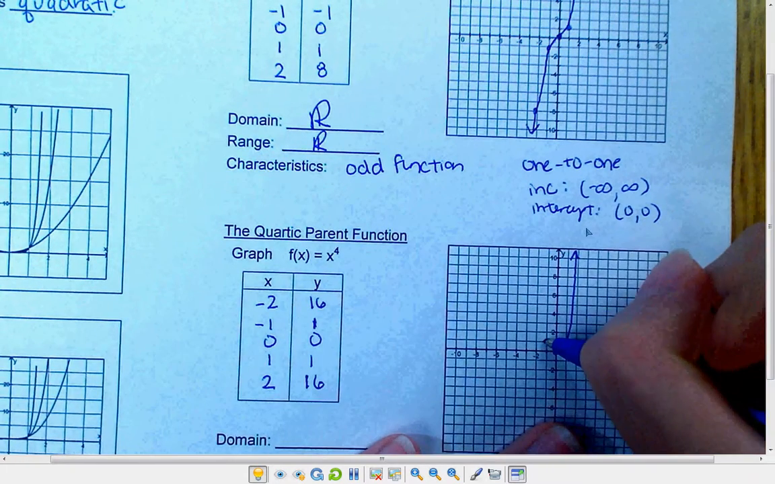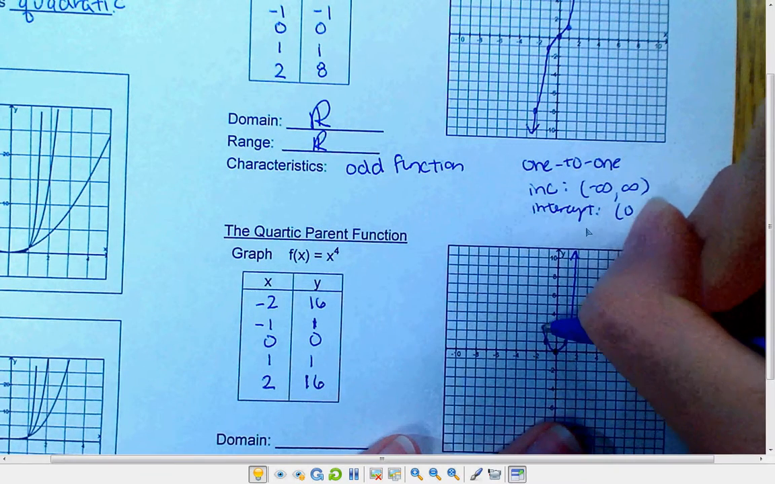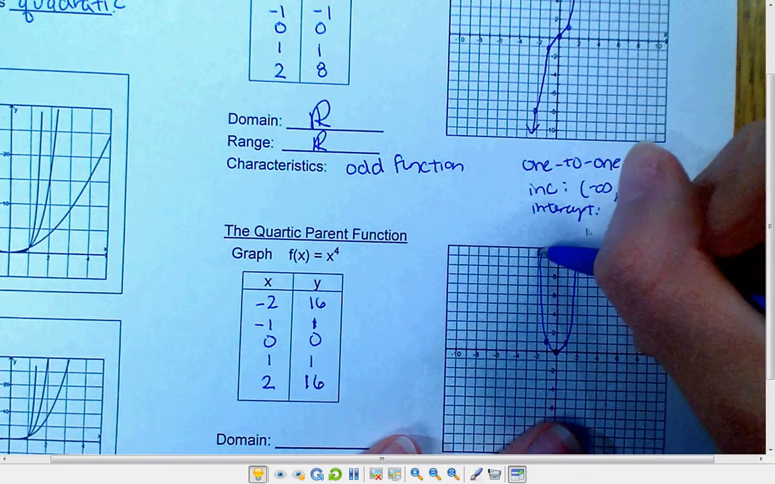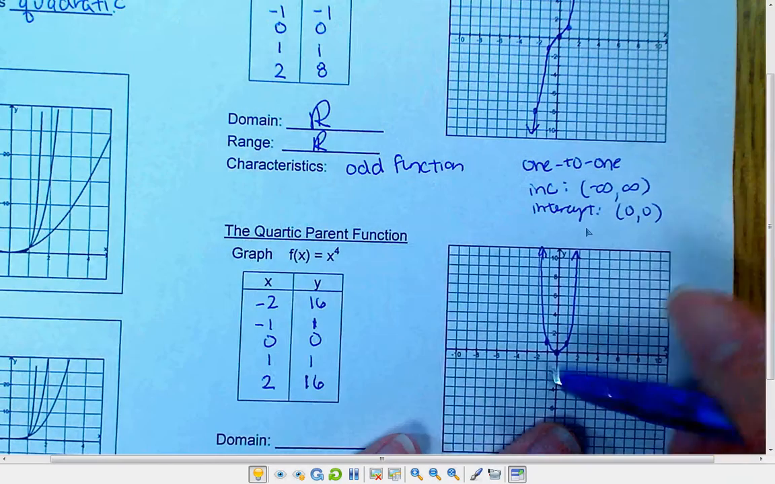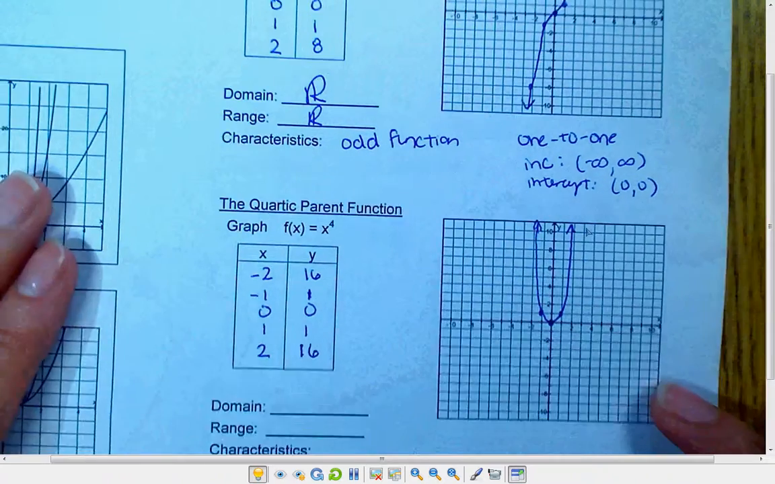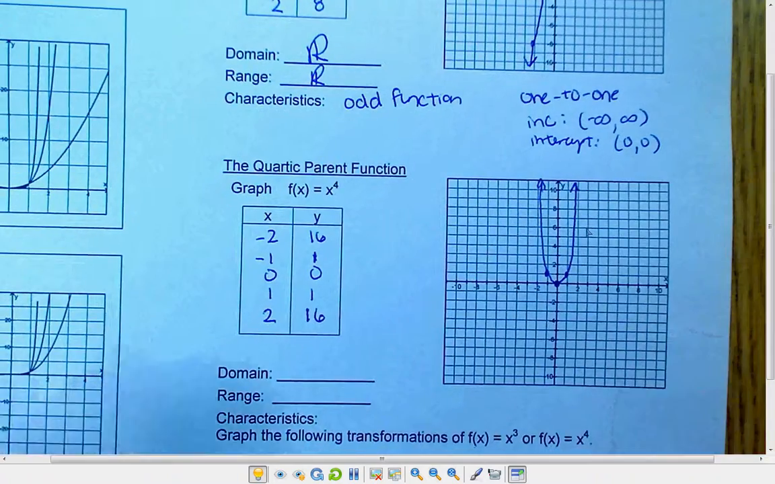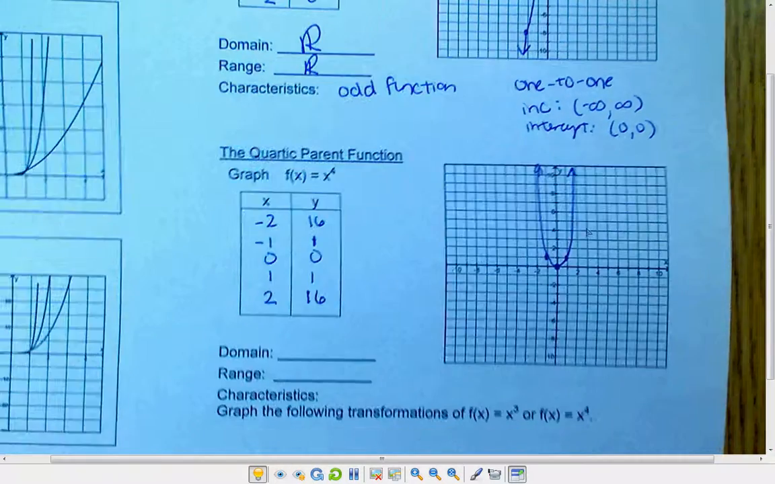This direction is also negative 1, 1, and negative 2, 16. Again, draw a line going up, being careful not to cross the 2 because it shouldn't hit this line until it gets up to 16. So this one, as you can tell, is an even function. Both to the left and to the right, it's going to go up.